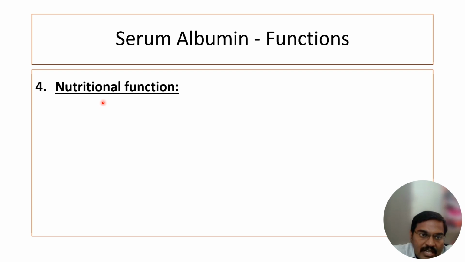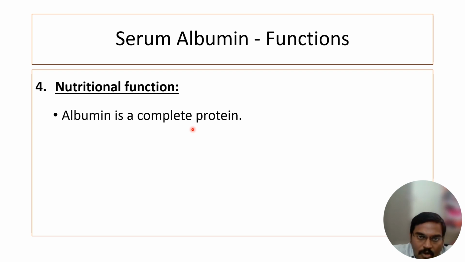And the last function is the nutritional function. Albumin is called the complete protein. So what is a complete protein? A particular protein is called a complete protein if it has all the essential amino acids in it. I taught you about the essential amino acids in the classification of amino acids, right? So if a protein has all the essential amino acids, you are going to call that protein a complete protein. Albumin is a complete protein which has all the essential amino acids in it.